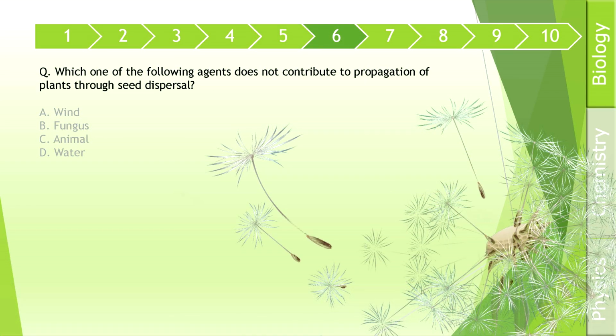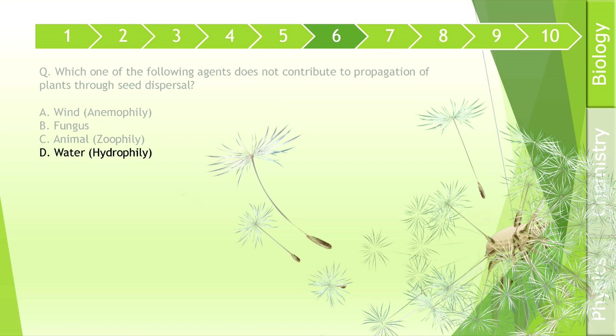Coming to question 6, we find a question regarding plant reproduction, or pollination to be precise. The question asks which of the following is not a form of pollination. Among various means of pollination, we study pollination by wind, called anemophily, pollination by animals, zoophily, and pollination by water, hydrophily. There are also other means like pollination by bats, bees, and other insects, which are not mentioned in the options. But pollination by fungus is not among those explained in textbooks, which makes option B our desired answer.